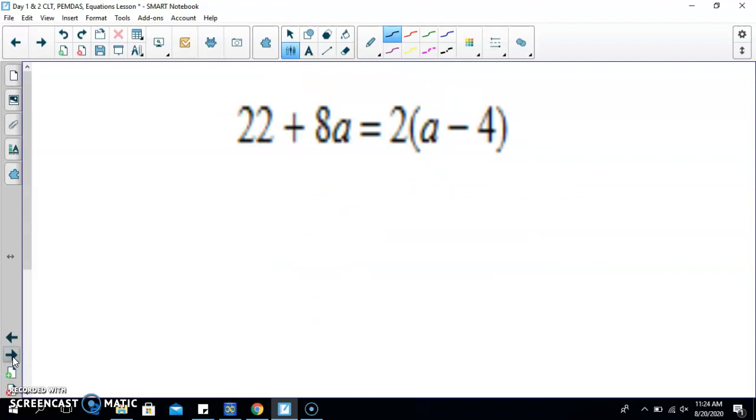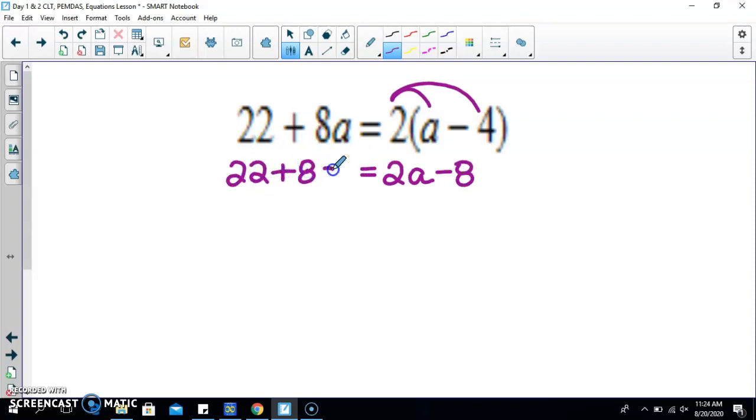So here on this problem, the first thing I'm looking to do is distribute. On this one, I do have to distribute because I can see the parentheses. Remember, when we distribute, we're using multiplication. So I have 2 times a, which would give me 2a. And then I have 2 times negative 4, which gives me negative 8. Now I'm going to bring everything else down. 22 plus 8a.